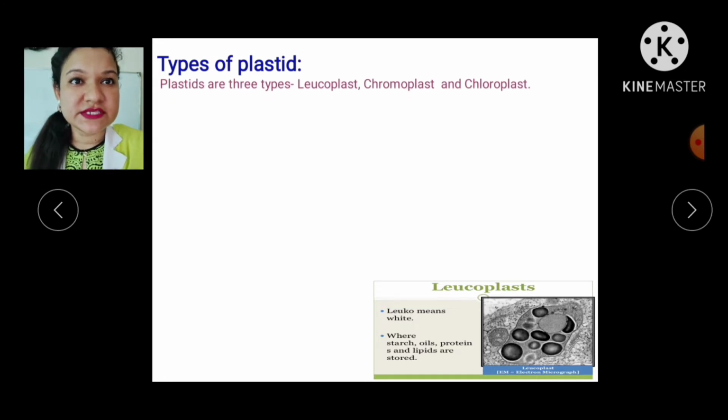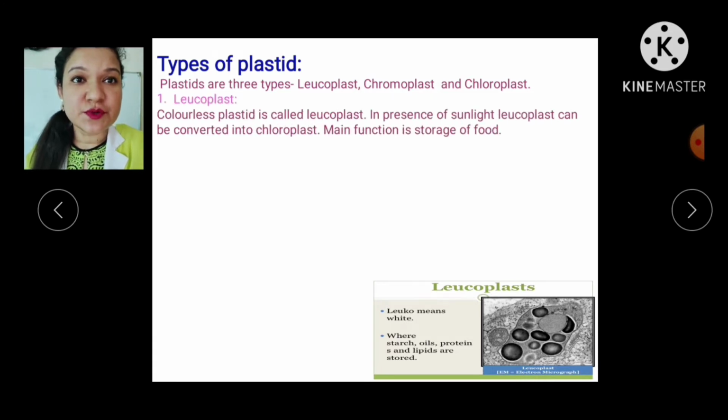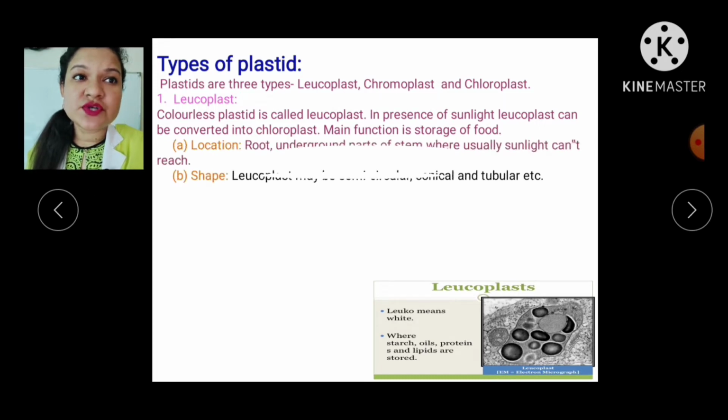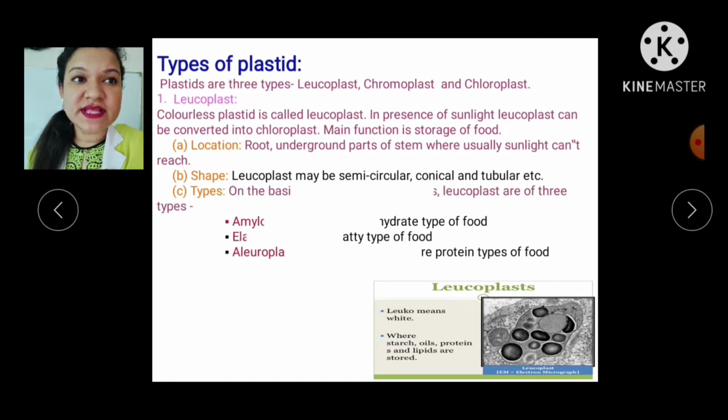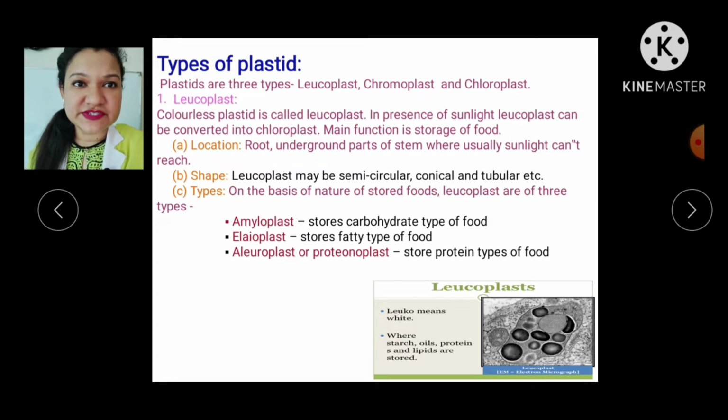Plastids are of three types: leukoplast, chromoplast, and chloroplast. First, leukoplast. Colorless plastid is called leukoplast. In the presence of sunlight, leukoplast can be converted into chloroplast. Its main function is storage of food. Its location is the root and underground parts of the stem, where sunlight usually can't reach. Shape: leukoplast may be semicircular, conical, tubular, etc.